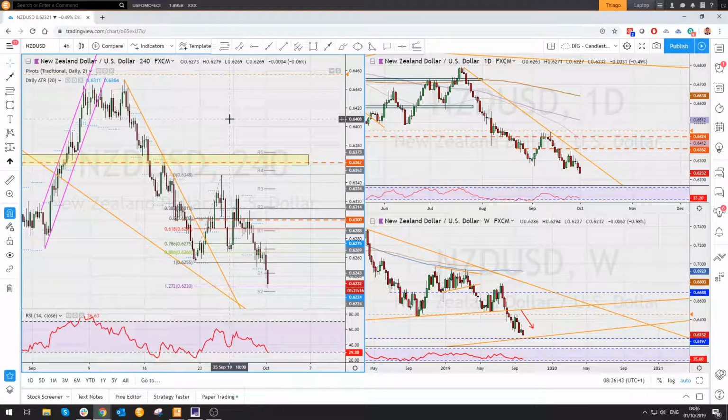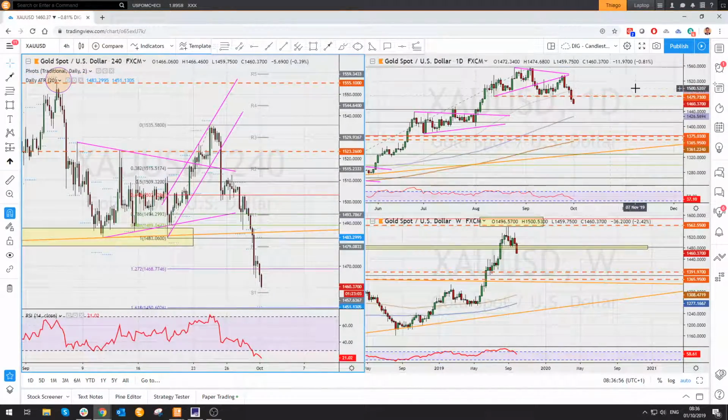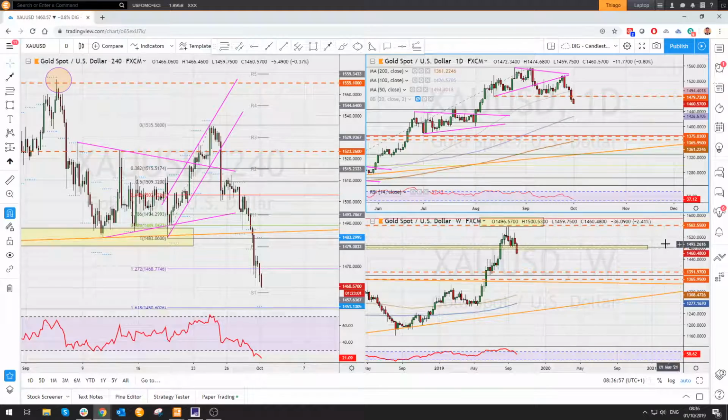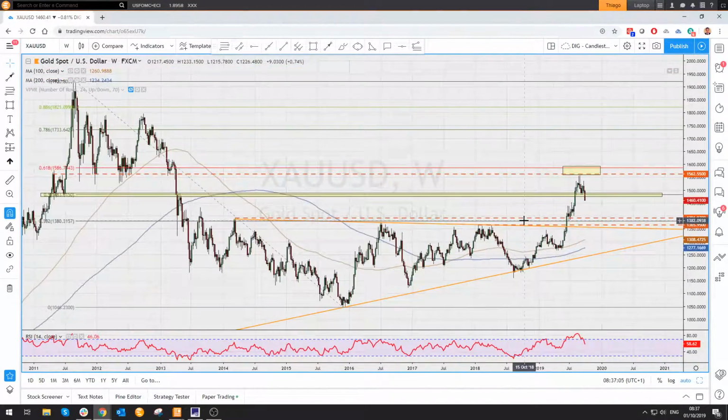And I think we saw all the Forex majors, explaining to you guys everything I'm planning to do today and the next few days. Let's look at the markets. Let's look at gold. So gold finally broke that 1480 level, which if you look also on the weekly, you can see how big that zone was.